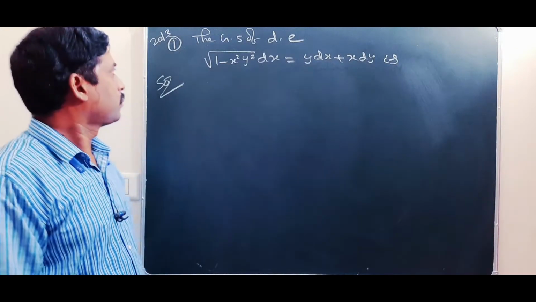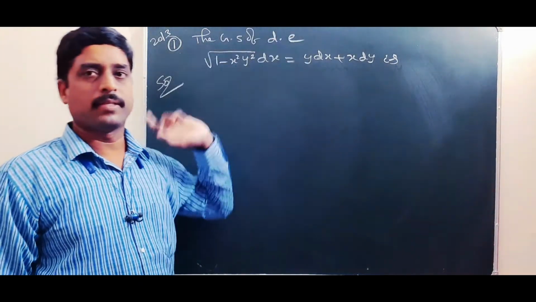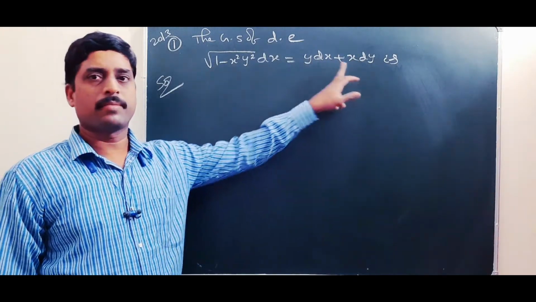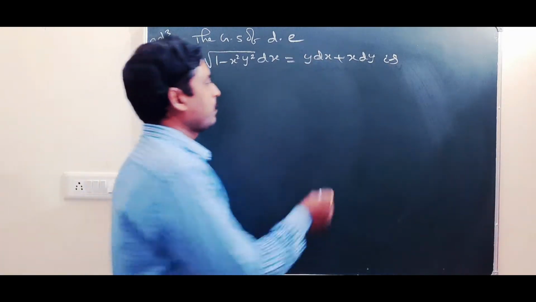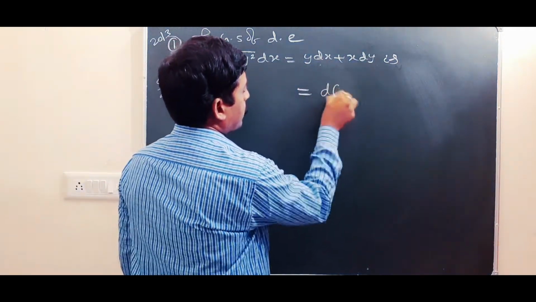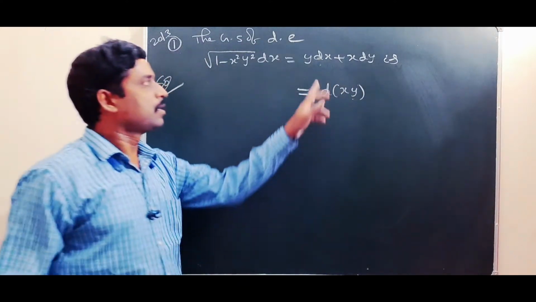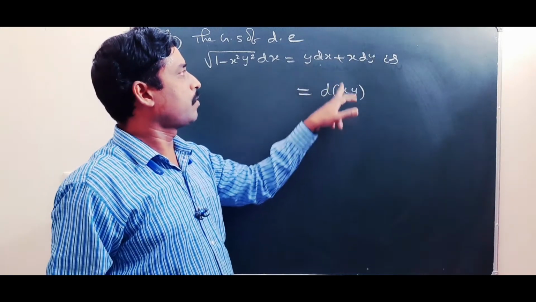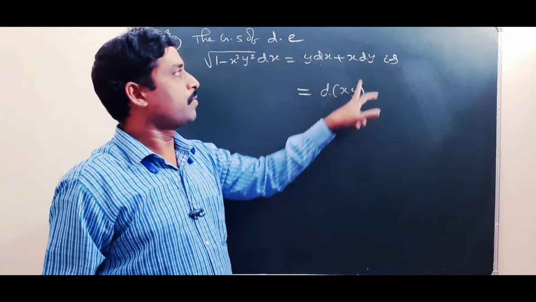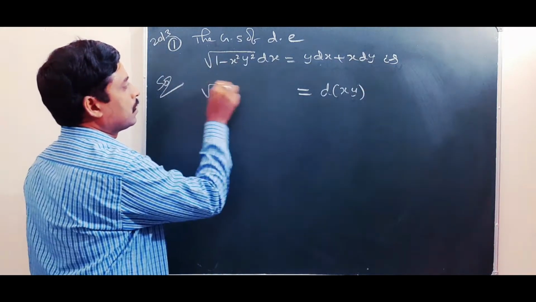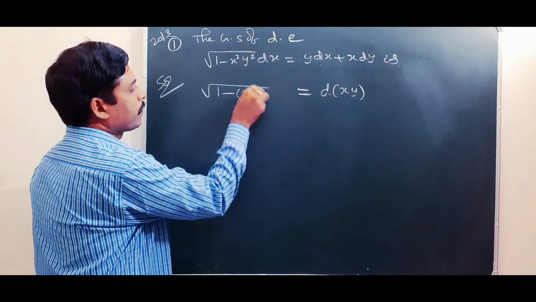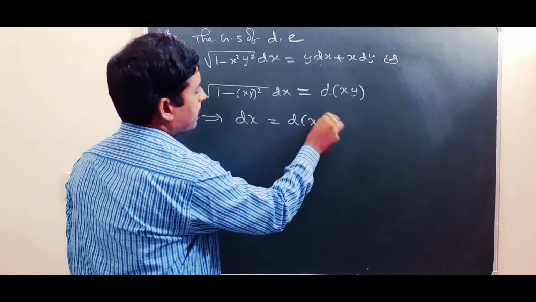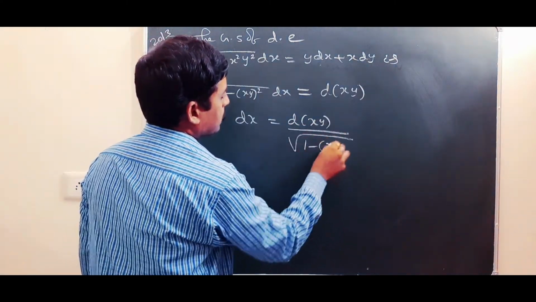Let us go to the next problem. This is from 2013. The general solution of the differential equation root under 1 minus x square y square dx is equal to y dx plus x dy. So y dx plus x dy will be d of xy. Derivative of xy by using the UV formula is y dx plus x dy. So root under 1 minus xy whole square into dx. Now dx is equal to the derivative of xy by root under 1 minus xy whole square.